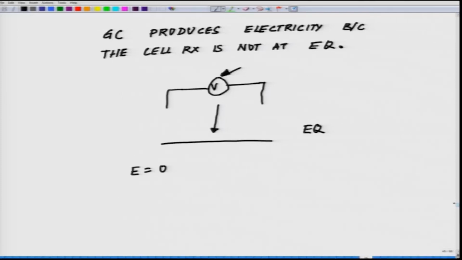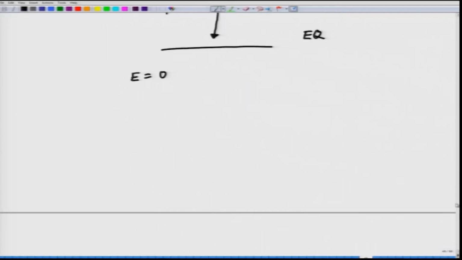The second thing that is important here is, let us relate the E for a whole cell to the reaction quotient Q. So, we are trying to relate E and Q, which is the reaction quotient.